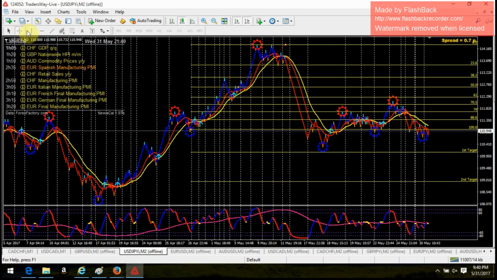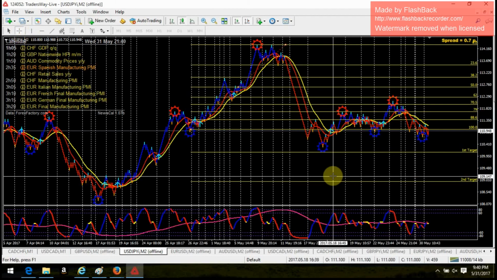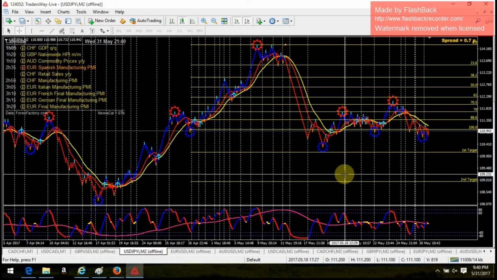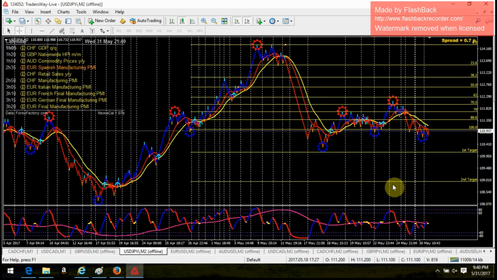And I'll show you another entry you could have got for the downtrend. These two. This was an entry. This was another entry. And this one here was another entry.